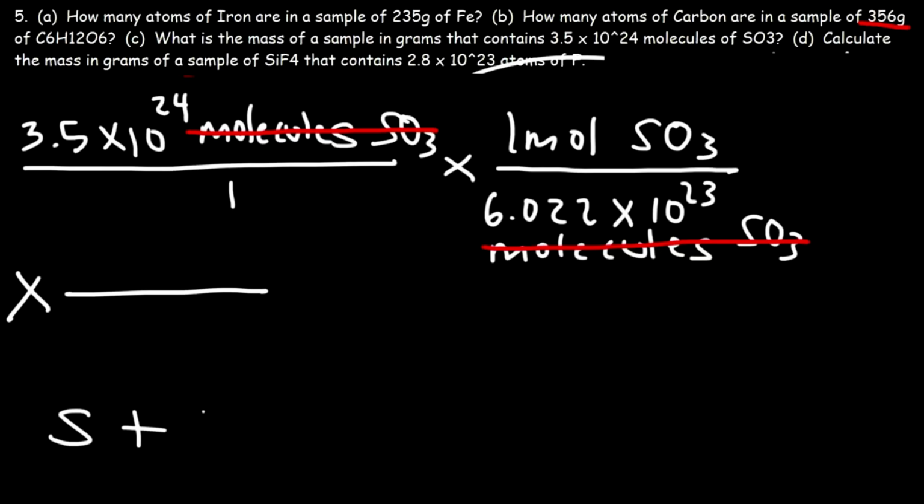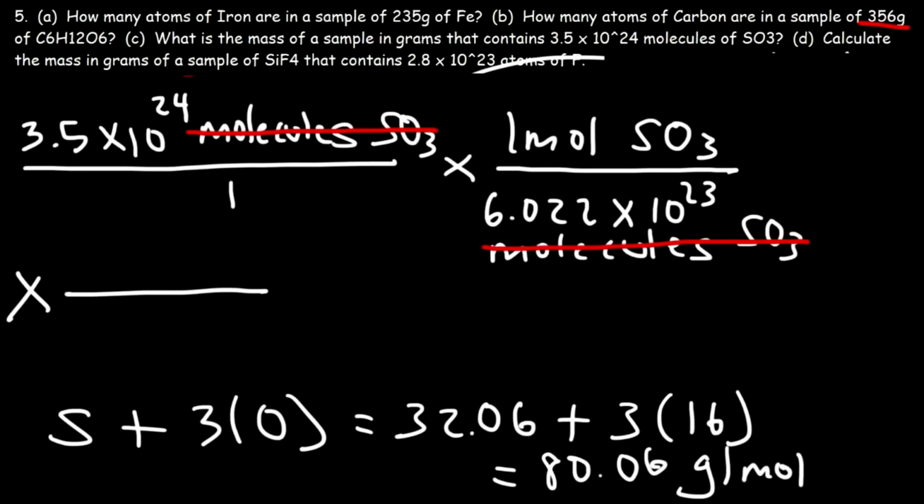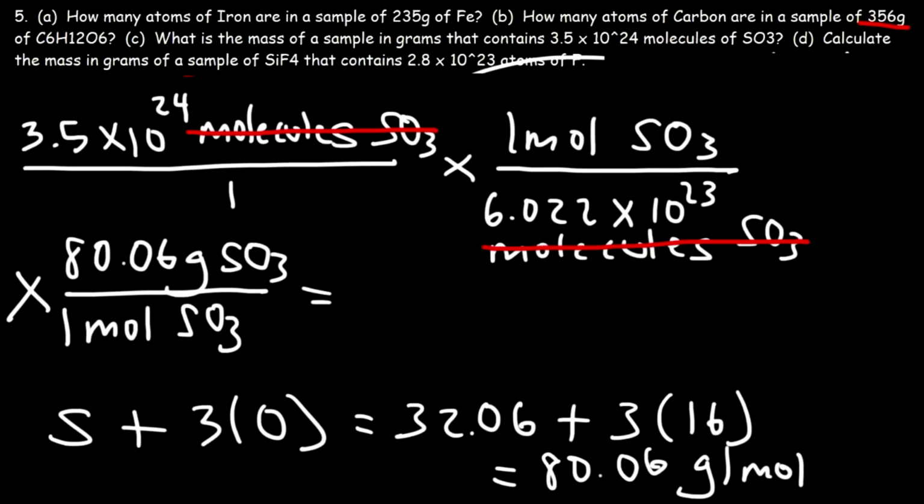So we have 1 sulfur atom and 3 oxygen atoms. Sulfur has an atomic mass of 32.06, and oxygen is just 16. And so you should get 80.06 grams per mole. So what this means is that 1 mole of sulfur trioxide has a mass of 80.06 grams. And since we had the unit moles of SO3 on the top left, in the third fraction it has to be on the bottom right so that they will cancel.